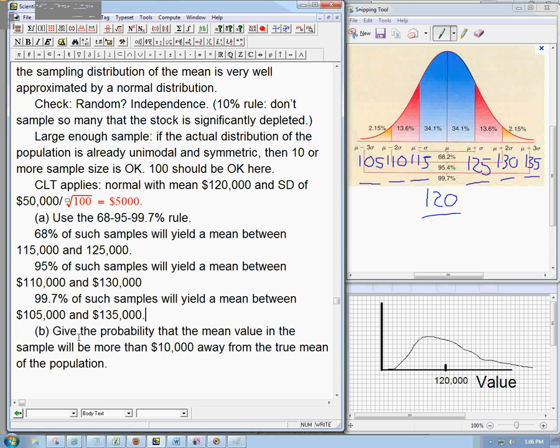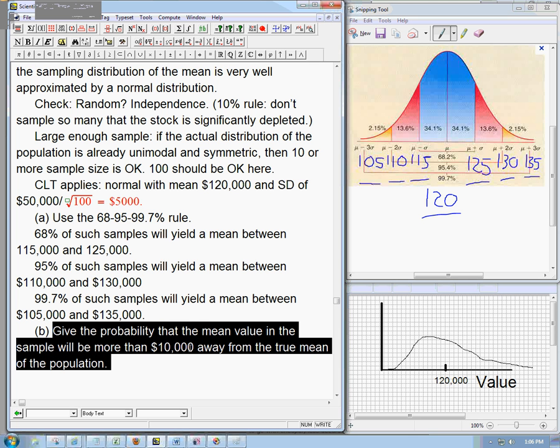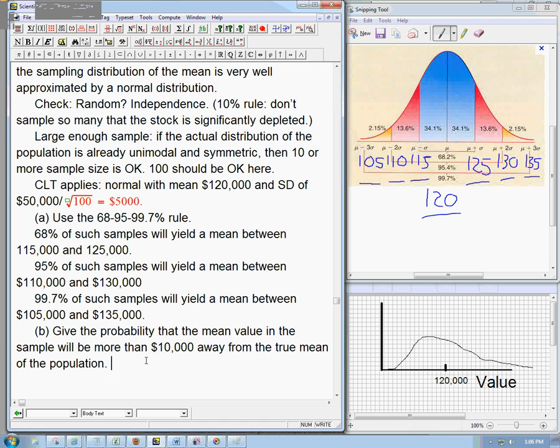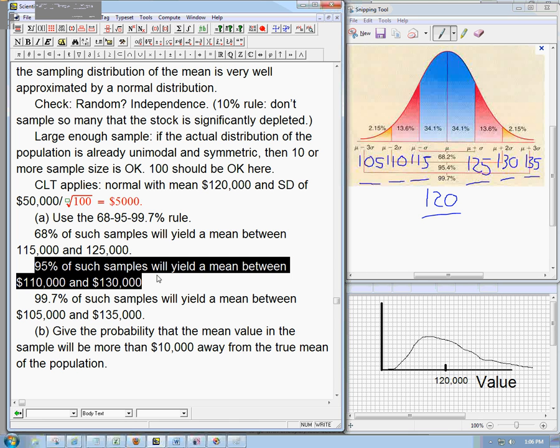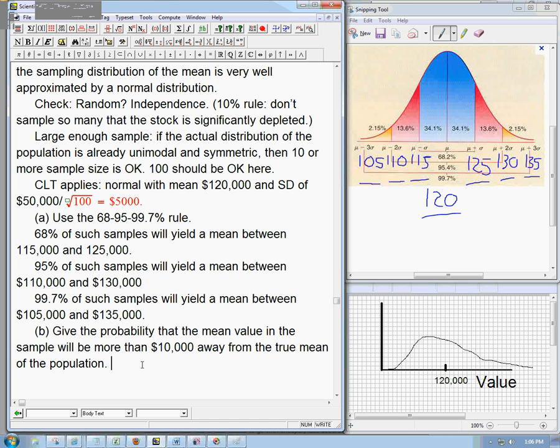Okay, so let's get down to a very specific question. In B, it says give the probability that the mean value in the sample will be more than $10,000 away from the true mean of the population. Well, guess what? That's exactly answered by the 68, 95, 99.7% rule, by the 95 case. The probability of this is just 5%, because 5% of those samples are where we actually get 130 or above or 110 or below.